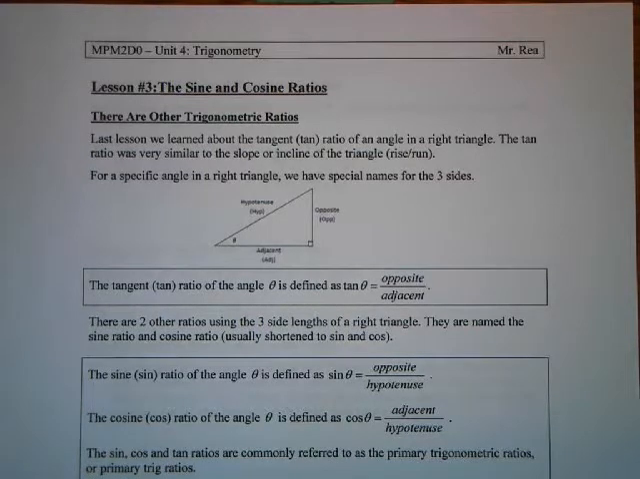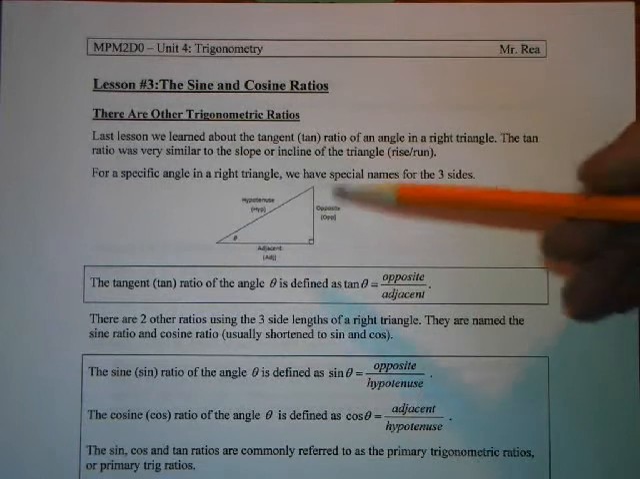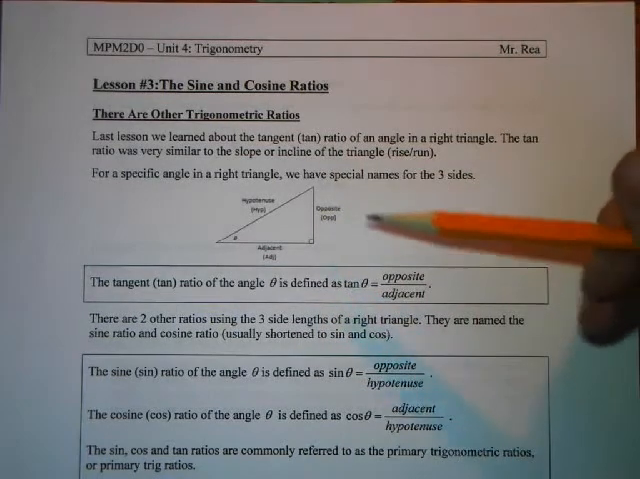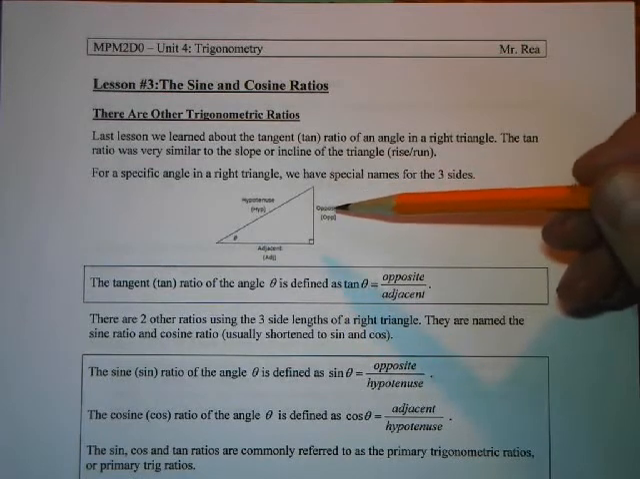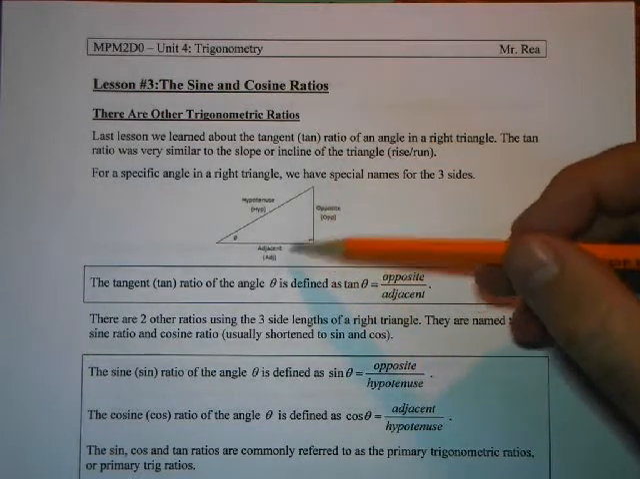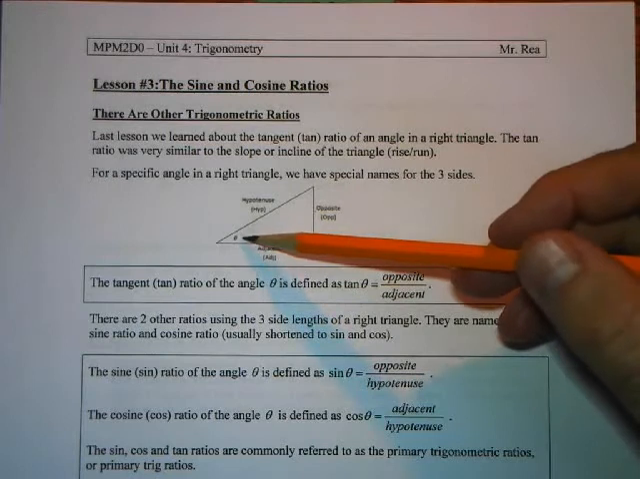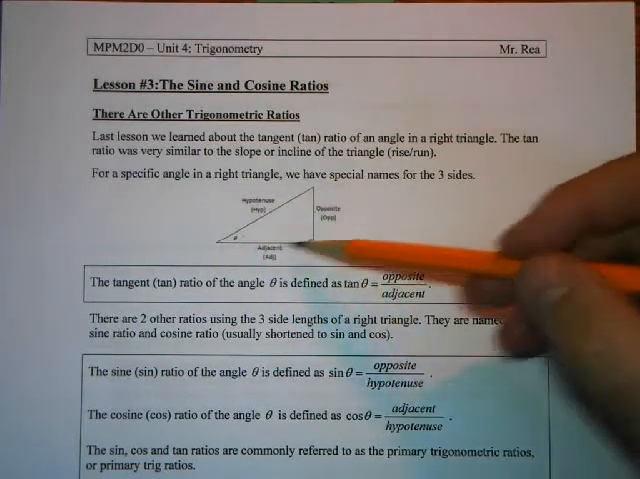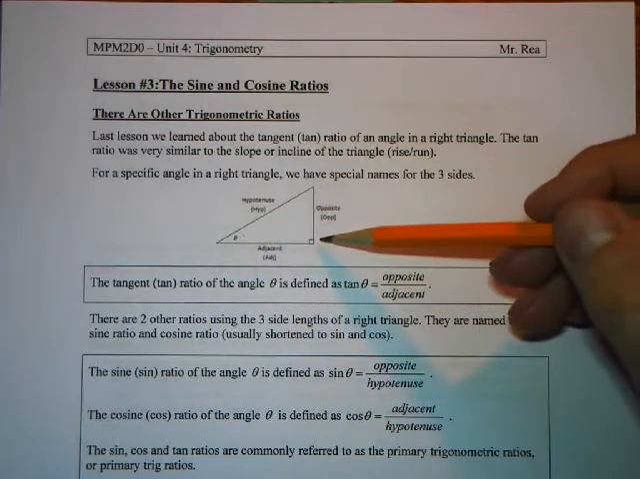If you remember the last lesson we did, we learned about the tangent ratio, okay? And we used this for right triangles. If you think back, if we knew the opposite and adjacent side, we would be able to figure out what angle that is in the triangle. So knowing those two sides allows us to get that angle.